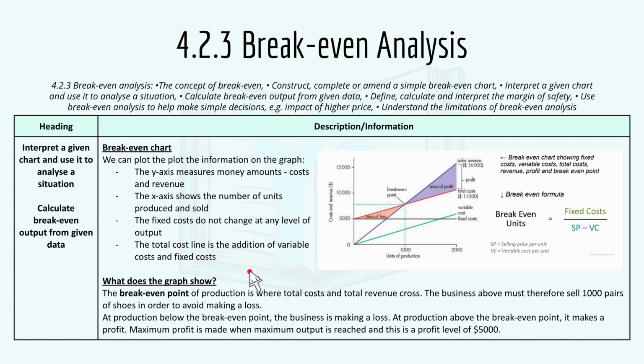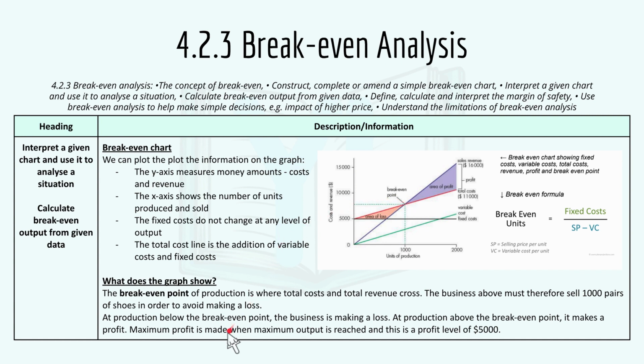And what does the graph show? The break-even point of production is where the total cost and total revenue cross, and the business must therefore sell 1,000 pairs of shoes in order to avoid making a loss. Because it crosses here, you can see 1,000 pairs, right here.